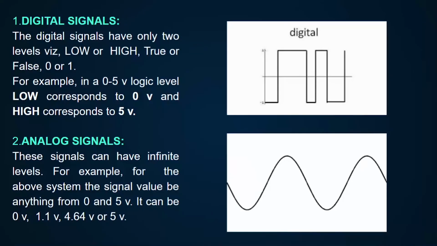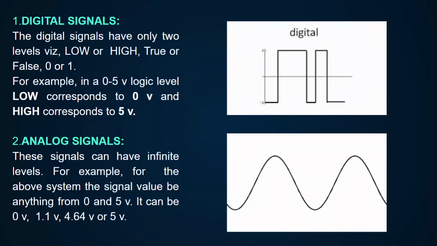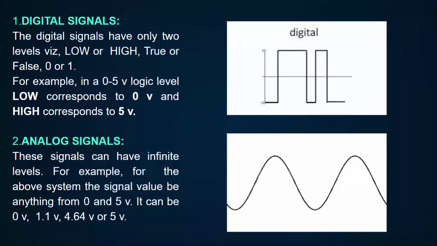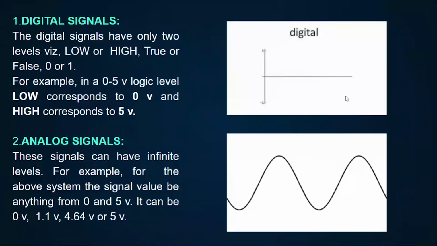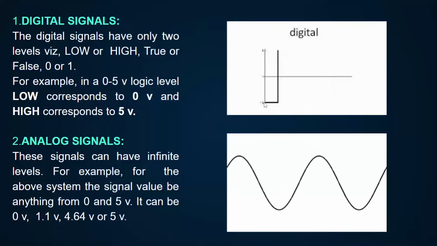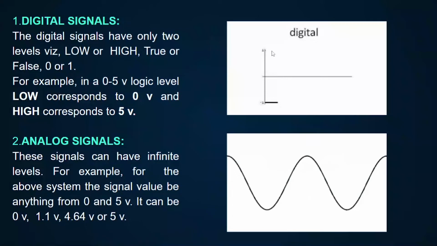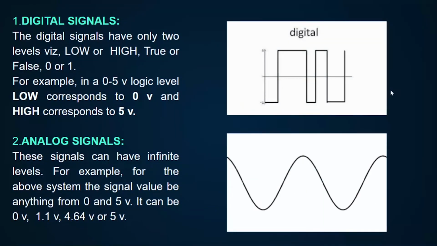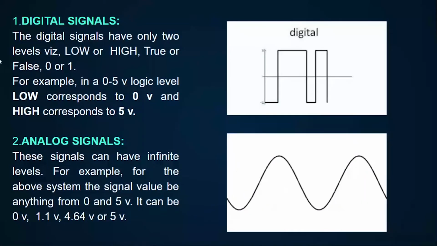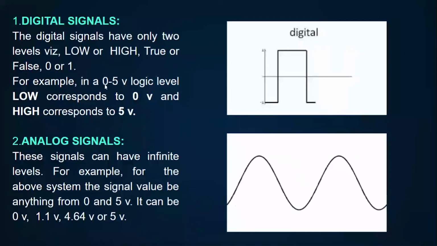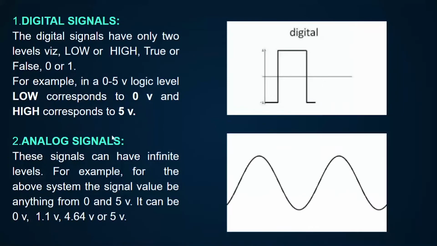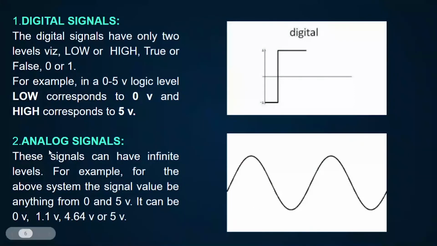So what is a digital signal? A digital signal has only high or low. There is no in between. You can see it in this moving graph. At any point on this graph, you will either have a low or a high value. There is no in between. This kind of signal is called a digital signal. And in a 0 to 5 volt logic level, the low corresponds to 0 volts and the high corresponds to 5 volts. Now comes the analog signals.